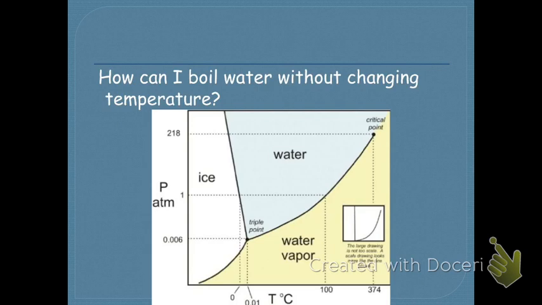So, it is actually possible to boil water without changing temperature. So, let's use room temperature. So we have 25 degrees Celsius at 1 atm. This is usually the condition for room temperature. So we have 1 atm, and then we have 25 degrees Celsius. So water is typically a liquid state under these conditions.